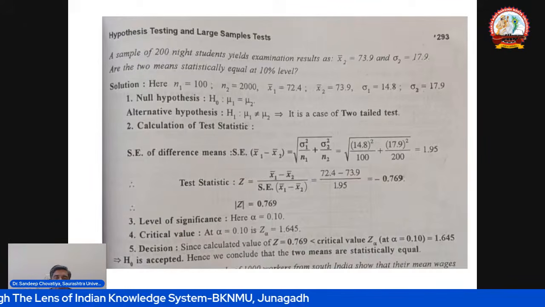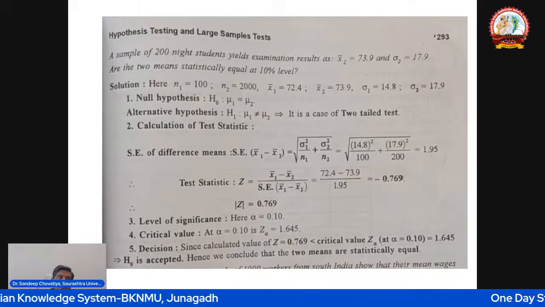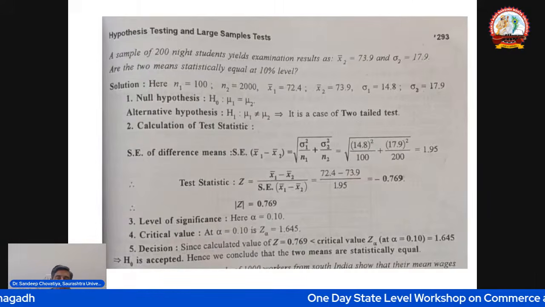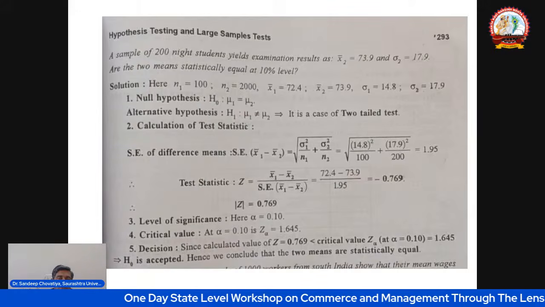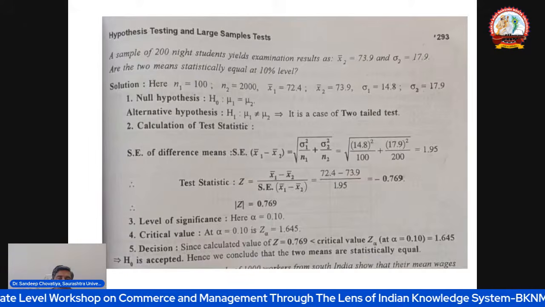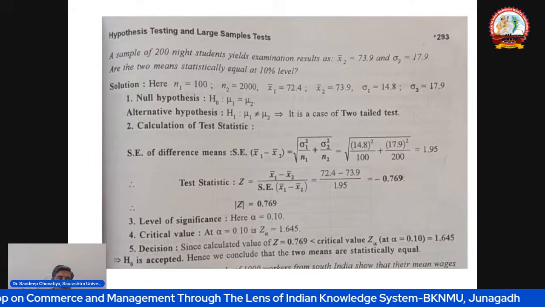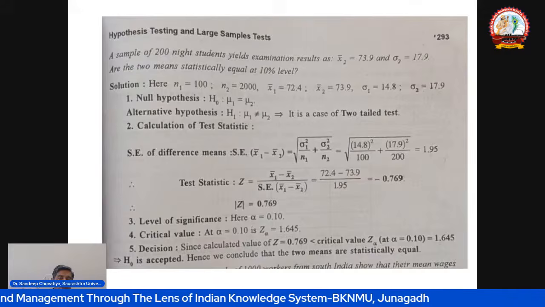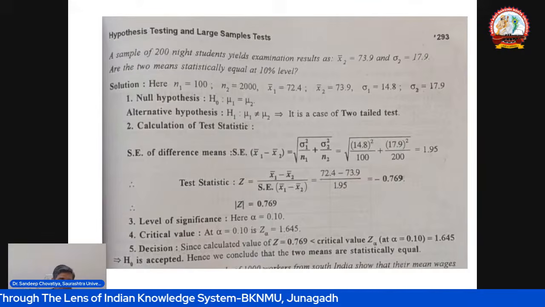When we discuss the null hypothesis, our null hypothesis is H0: mu1 is equal to mu2. The alternative hypothesis is H1: mu1 is not equal to mu2. So this is once again a two-tailed test for us. Now we are going to perform the test statistic.